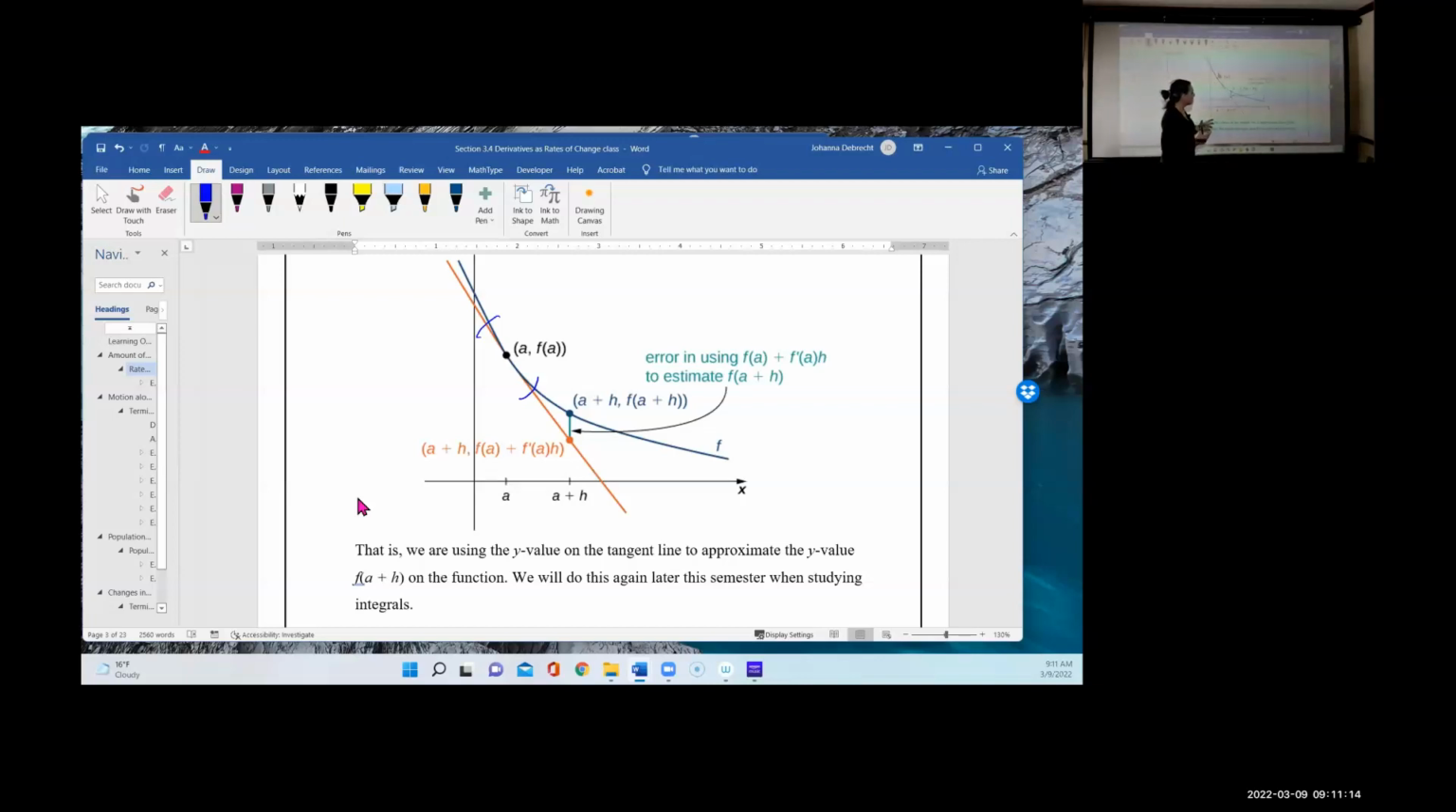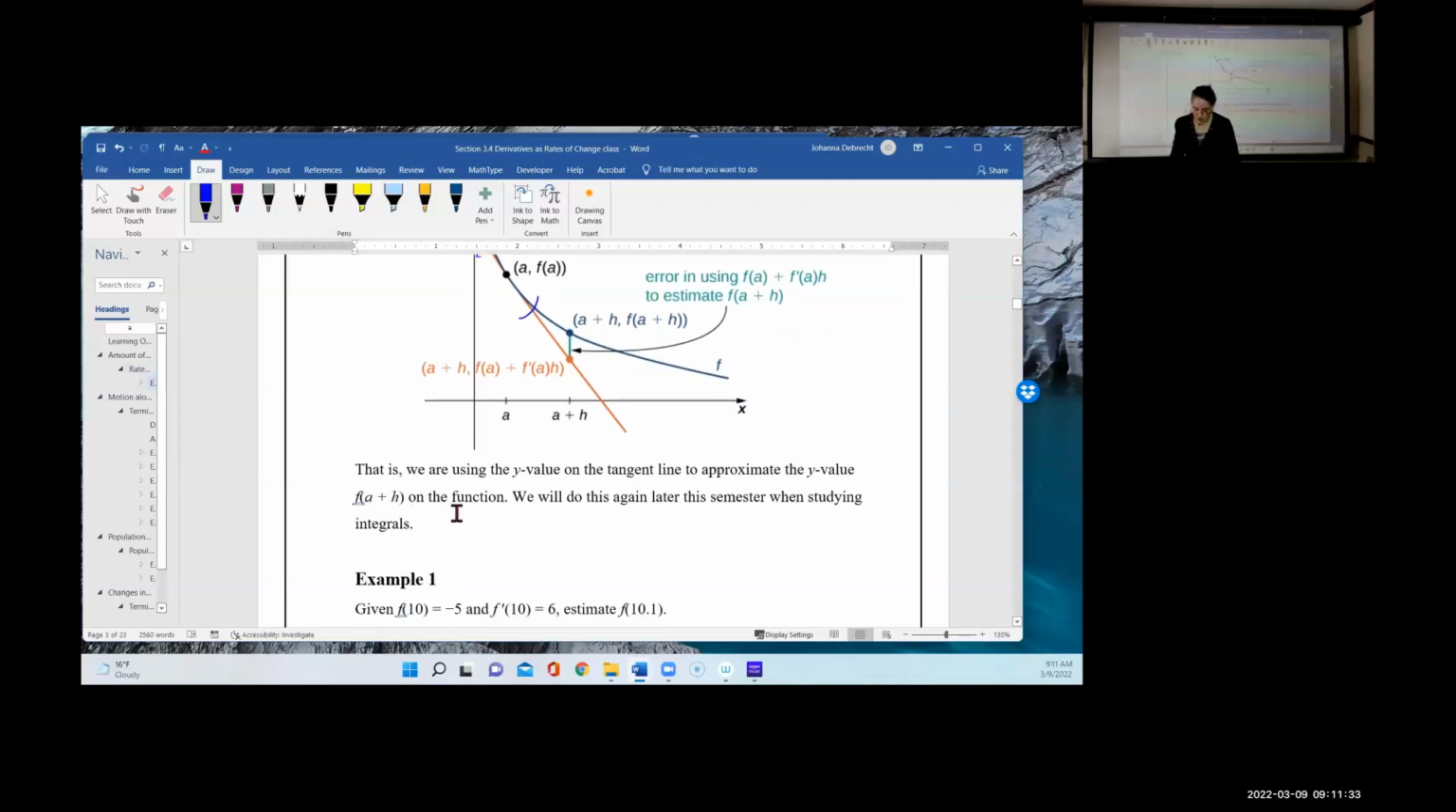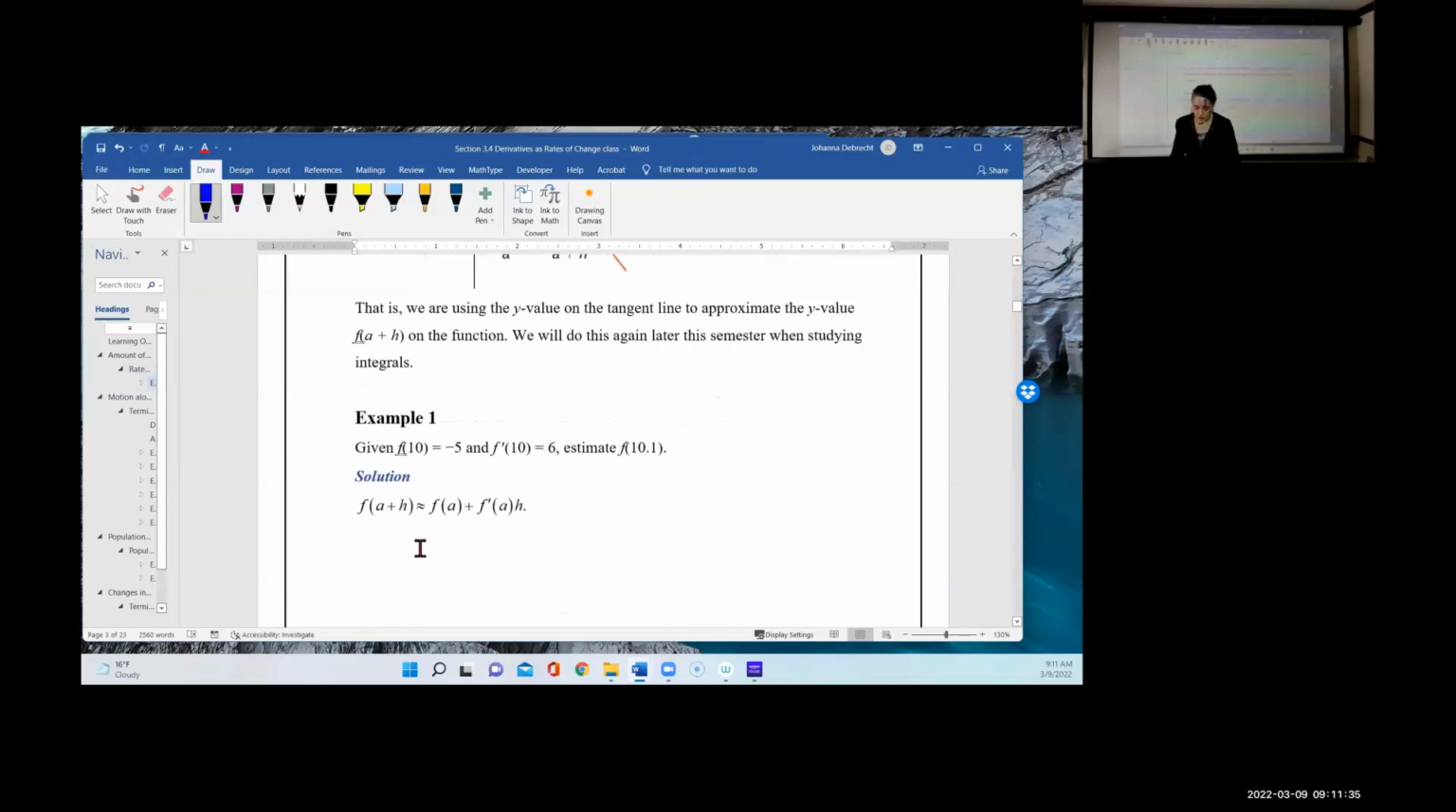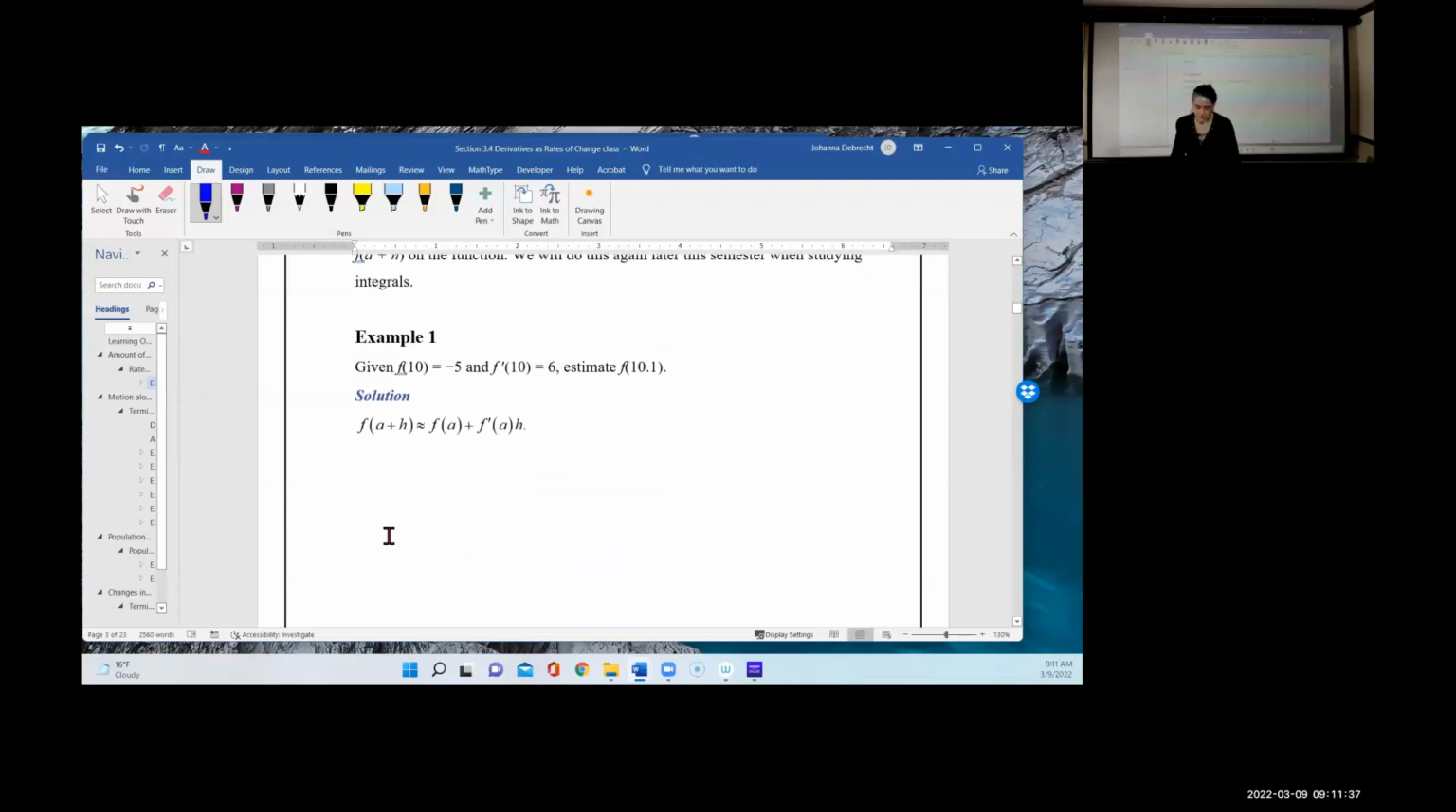And if we kept h small there, then we can approximate the value on the curve, which might be some really difficult function, with the equation of the tangent line instead. And the equation of the tangent line, well, it's a line, so it's relatively simple. So we're using the y value there on the tangent line to approximate the y value on the function.